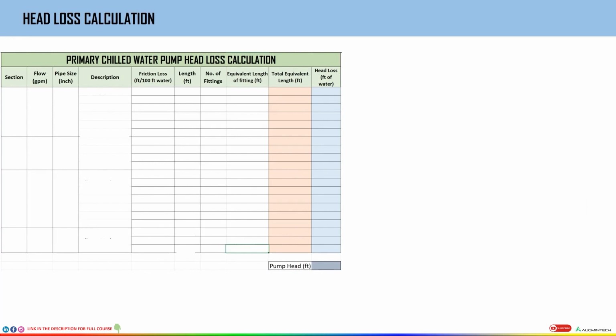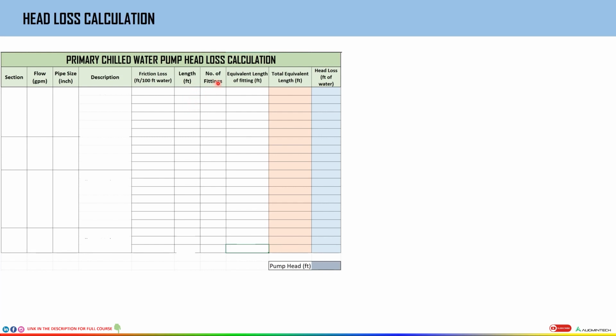This is the Excel sheet that we are going to be using to calculate the head loss for the primary circuit. Here you can see in the first column we have the section, then flow, then pipe size in inches, then description, which is basically the components in that network, then the friction loss, length of the pipe or fittings, then number of fittings, then equivalent length of fitting. Now this is important to understand. See, what actually happens for a pipe, we can put the value of length, but we cannot have the length of the fitting. That just doesn't make any sense.